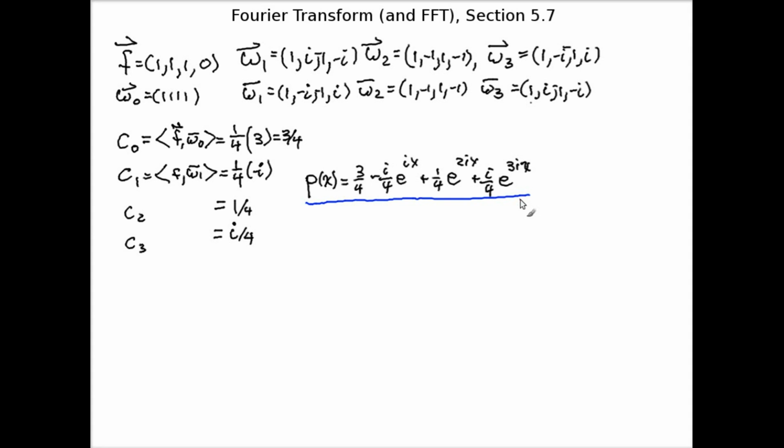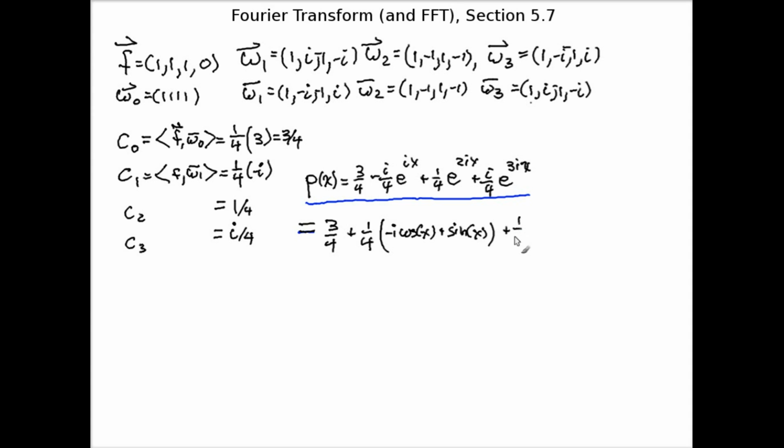And well, I want a real valued function, so I need to take the real part of this. So let's expand this out in terms of its real and imaginary parts, which is to say 3/4. I'll write it this way: 1/4. This is cosine plus i sine, so you get minus i cosine x plus sine x.